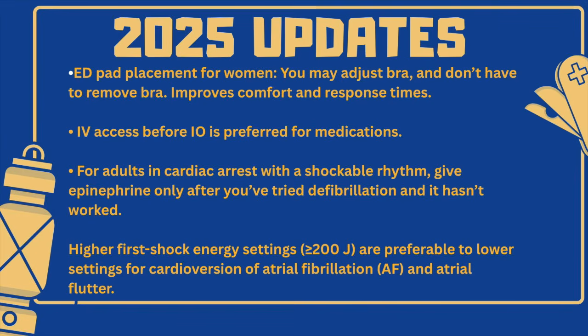Next, we have that for adults in cardiac arrest with a shockable rhythm, give epinephrine only after you've tried defibrillation and it hasn't worked. And lastly, they are recommending higher first shock energy settings, so greater than 200 joules, are preferable to lower settings for cardioversion of atrial fibrillation and atrial flutter.